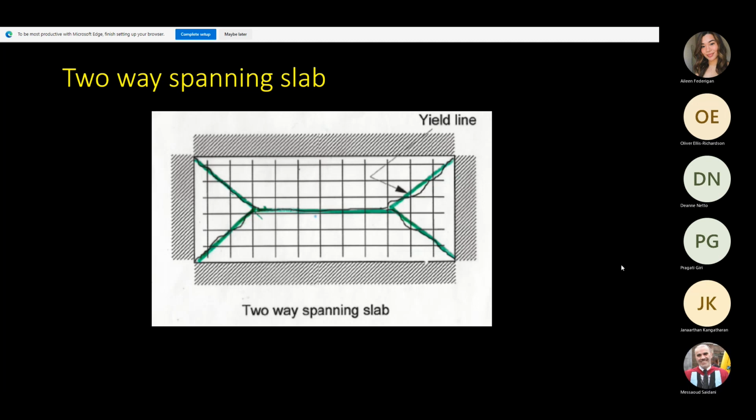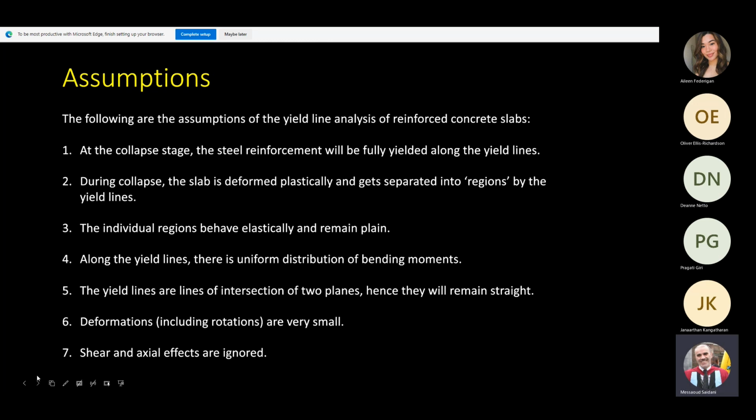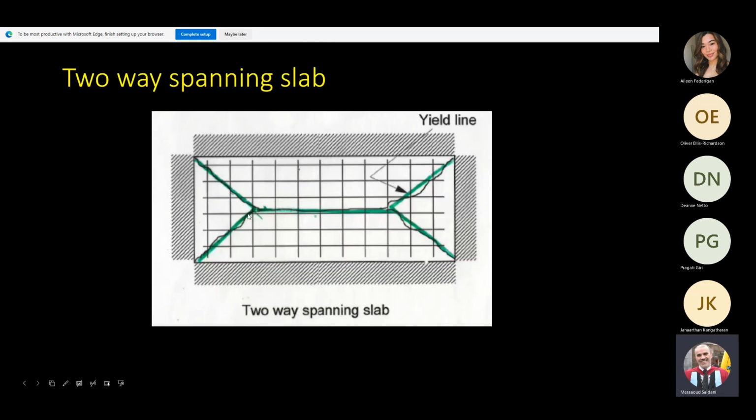Center, you agree? Can you see this yield line here where it starts? It starts in the center, isn't it? Can you see that? So it starts in the center and then propagates, and it ends at the intersection of the support, as indicated here. See here, lines and at slab boundaries. So the yield line starts at the point of maximum curvature and ends at the slab boundaries, exactly as we have here.